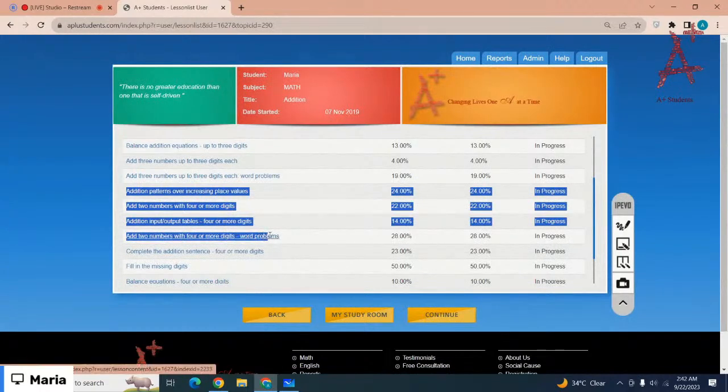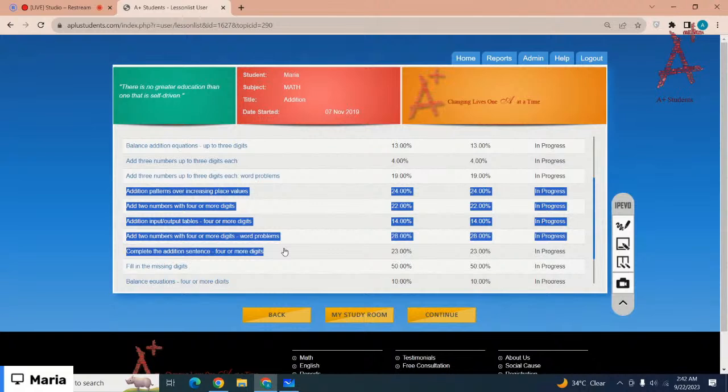Addition input output tables, four or more digits. Add two or more numbers with four or more digit word problems, and then complete the addition sentences four or more digits word problems. These are the lessons we have covered today. So you have to complete the practice questions of all these lessons by yourself later today. So if you need more help with any of the lessons, you can contact any tutor on the Skype. They are available from Monday to Friday, 5 to 9, right?